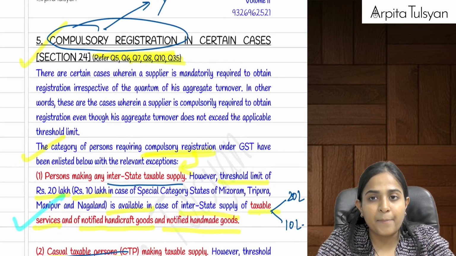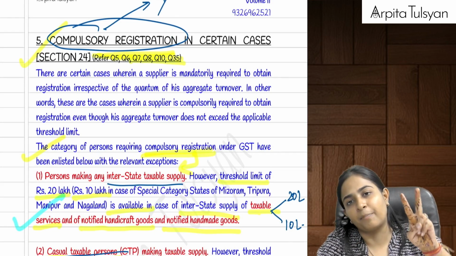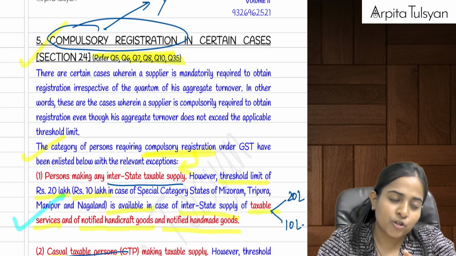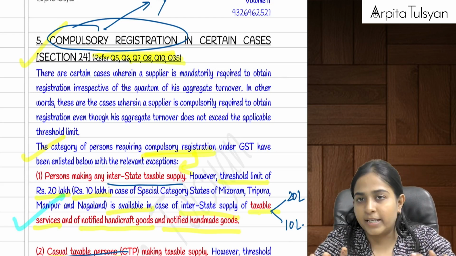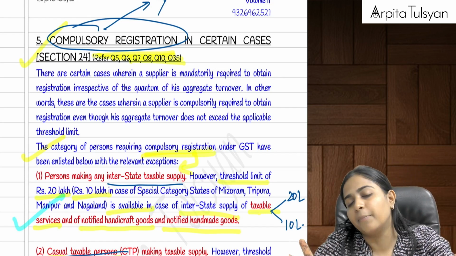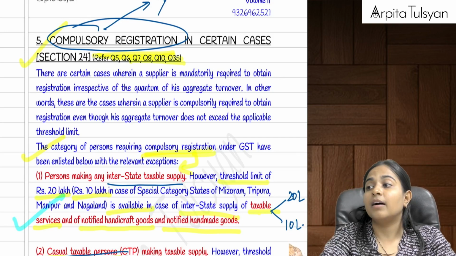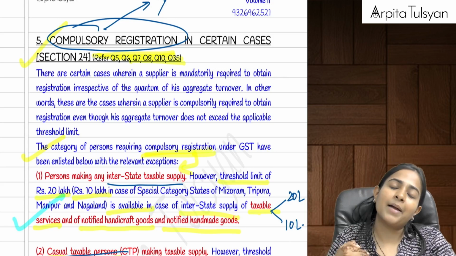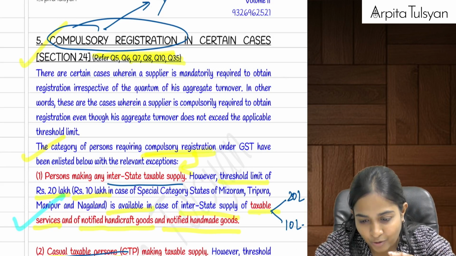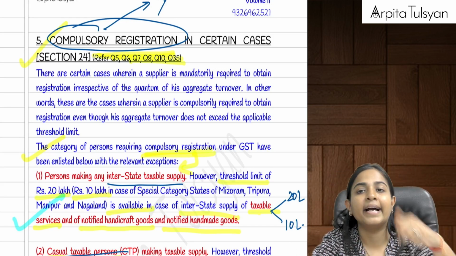Second one, CTP, casual taxable person, compulsory registration is required. 2 exceptions, handicraft and handmade. For these 2 things, till the aggregate threshold limit does not exceed the limits, no registration is required. But for a CTP providing any other goods or services, compulsory registration is required. Then reverse charge. Inward supply is liable for reverse charge. Then I only have to pay the taxes to the government. Compulsory registration is required. NRTP, non-resident taxable person, coming from outside India to India and supplying the goods.